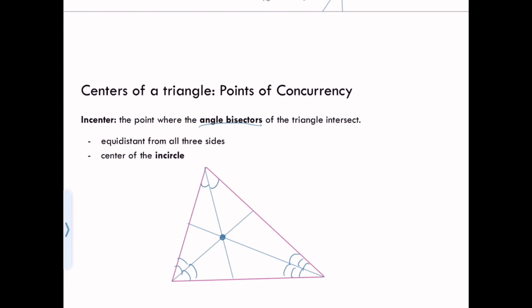It says that this point is equidistant from all three sides, which means that this segment right here, here, and right here are all congruent. And it also says that it is the center of the incircle. The incircle is basically just an inscribed circle in the triangle. So the incenter is the center of that circle.